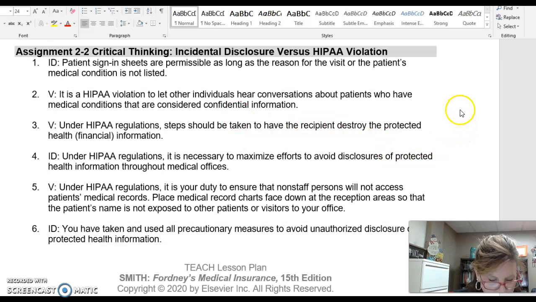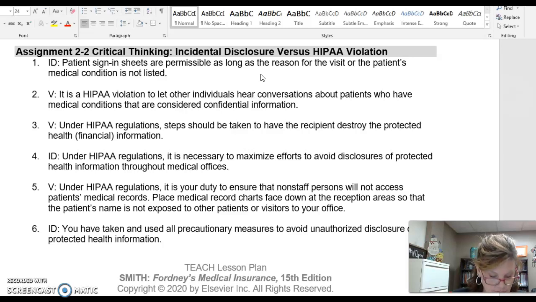Okay, so number 1, we have Dr. Practon's office sign-in sheet asks patients to fill in their names, appointment times, and physician names. So what do you think here? Well, this is just an incidental disclosure. Okay, and the reason is all of this is permissible as long as the reason for the visit or the patient's medical condition is not listed.